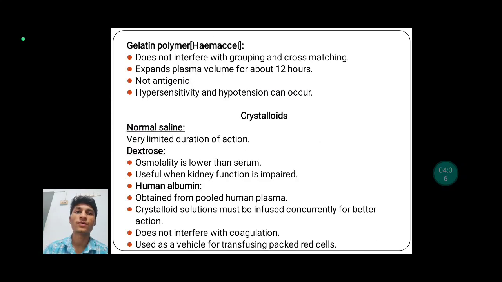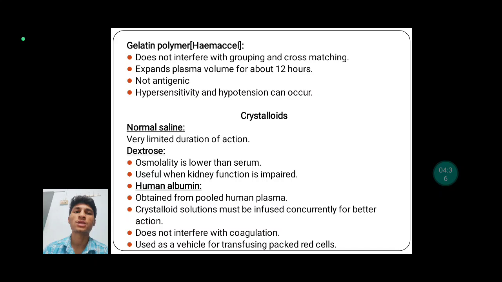It does not interfere with blood grouping and cross matching. That is an advantage. They expand plasma volume for nearly 12 hours and are non-antigenic, though hypersensitivity and hypertension can occur. Next are crystalloids. Normal saline has a very limited duration of action. Dextrose has osmolarity similar to serum and is useful when kidney function is impaired.